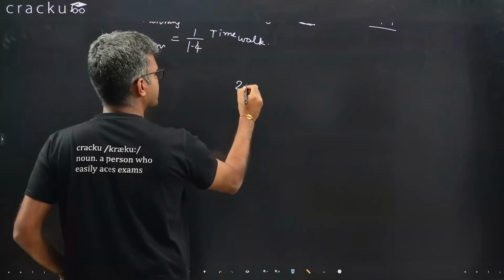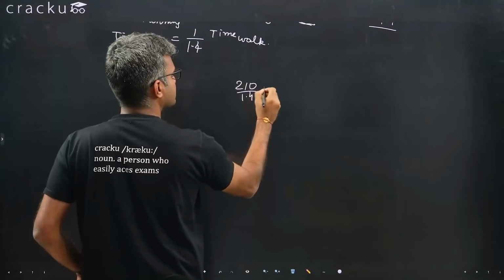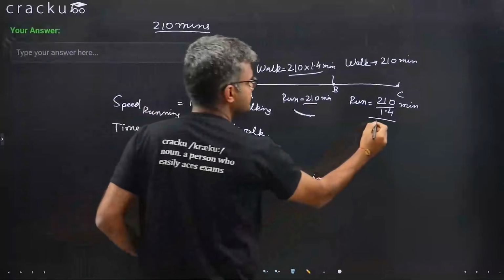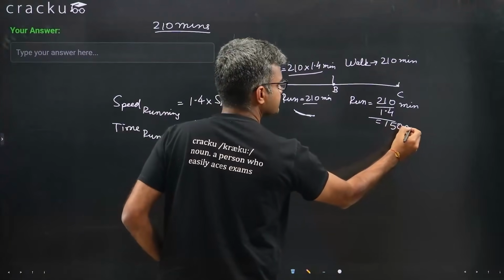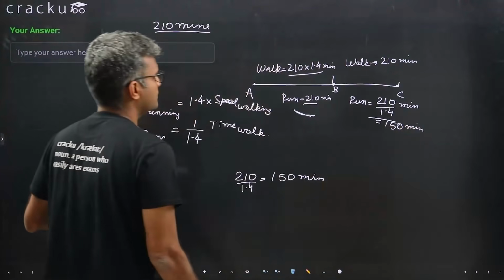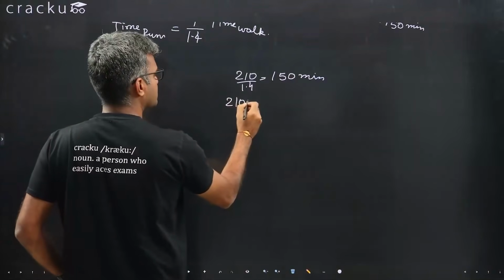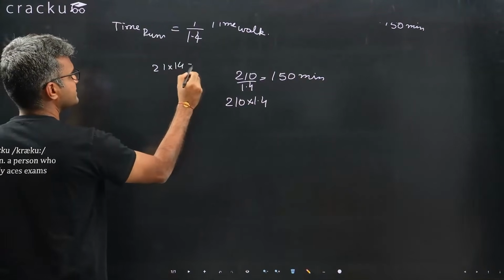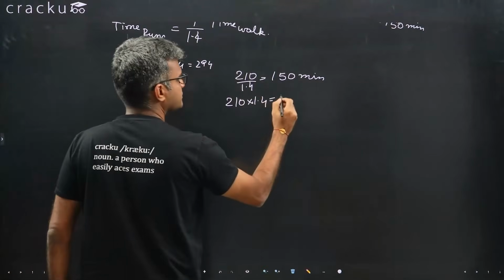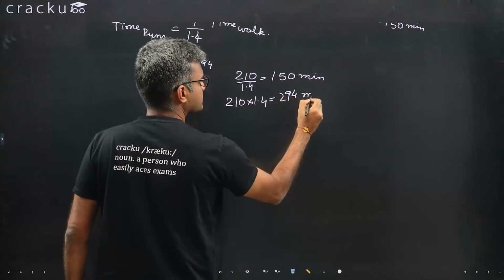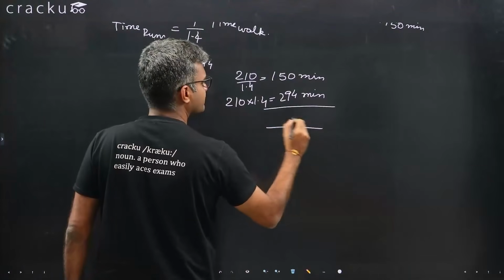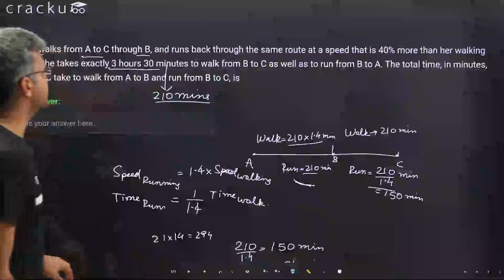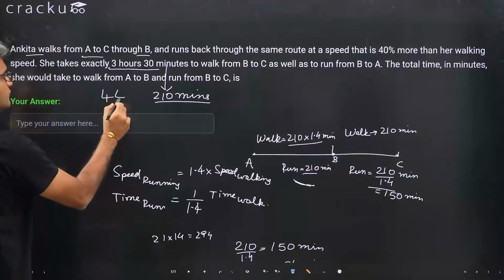What is 210 divided by 1.4? This is 150 minutes. And what is 210 into 1.4? This will be 21 into 14, which is equal to 294. And the sum of these two will be 444 minutes. So the answer for this particular question will be 444.